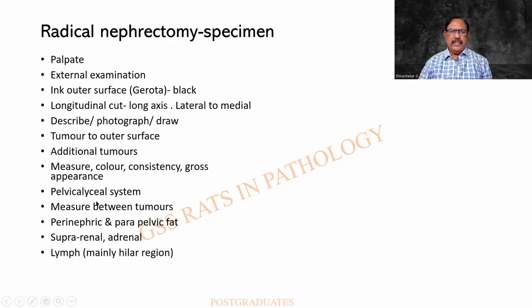Pelvic calyceal system. Measure the distance between the tumors. This is important, whether it is multicentric or one is going to be a metastasis of the other. Perinephric and parapelvic fat, and the suprarenal or the adrenals. Lymph nodes mainly in the hilar region.